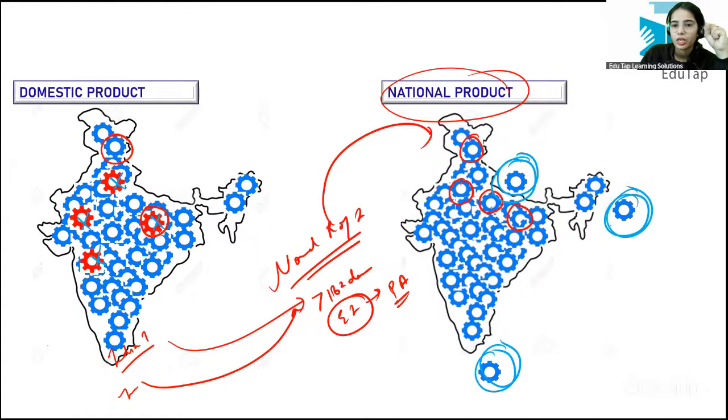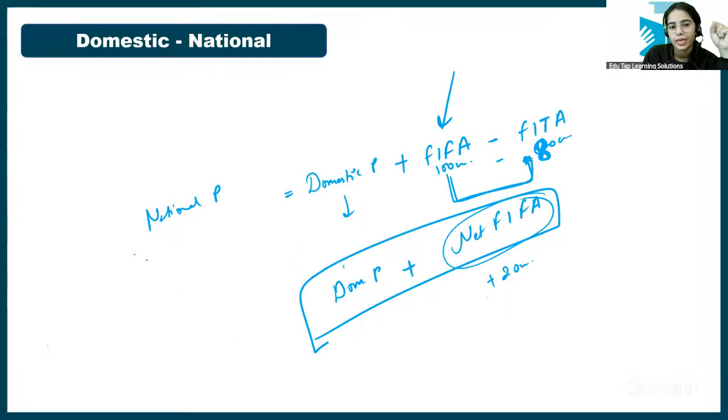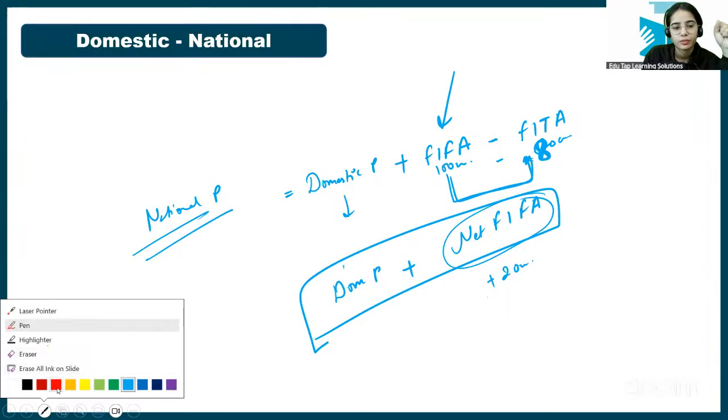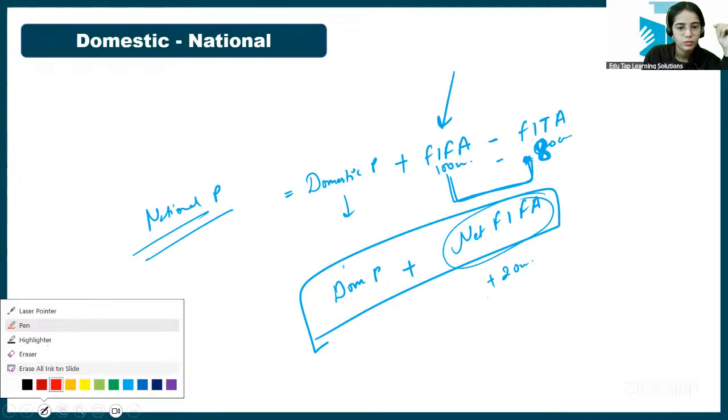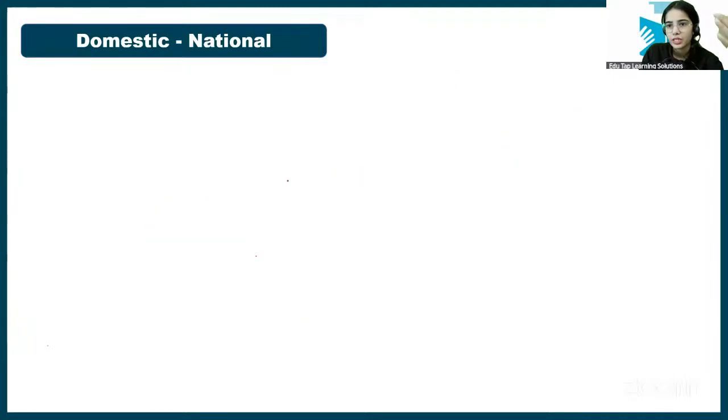So domestic product plus factor income from abroad, this is national product. Any confusion, anyone? Chalo. Now, let's take the vice versa case so that you understand it better. Okay, clear to everyone? Nice.